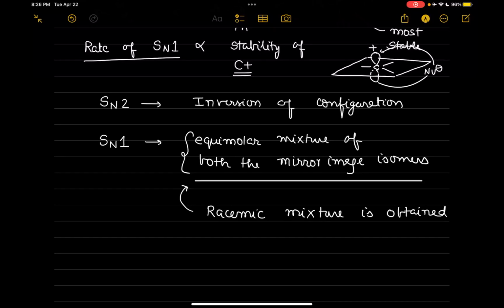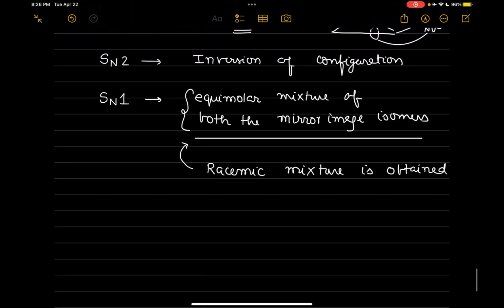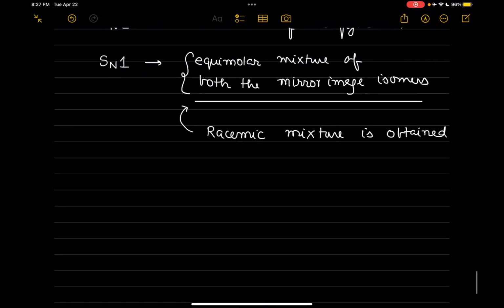What do you mean by racemic mixture? Ibrahim, Jasleen, Zainab, tell me quickly. Sir, racemization means that two different compounds are obtained and they are mirror images of each other. So in one compound, if all the halogen groups and the methyl groups are on the left, in the other they will be on the right. That's how it is. Yes.